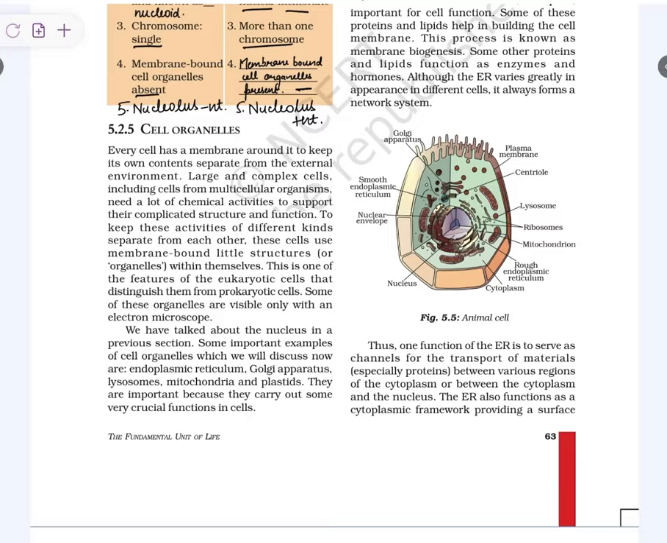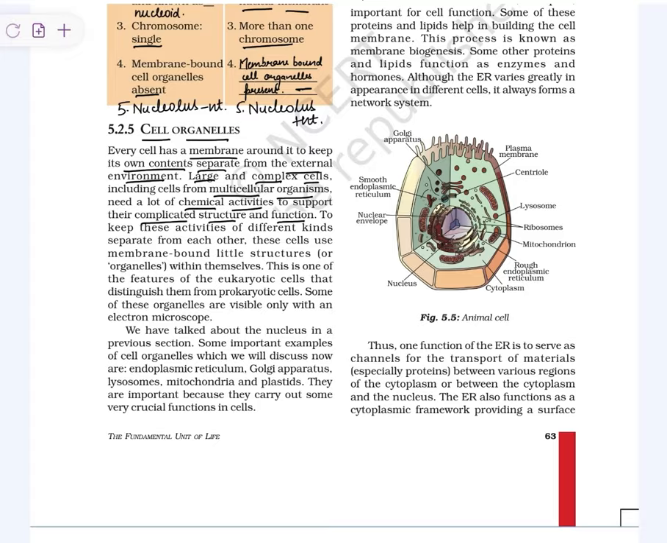Now the next topic is cell organelles. Every cell has a membrane around it to keep its own content separate from the external environment. Large and complex cells, including cells from multicellular organisms, need a lot of chemical activities to support their complicated structure and function. These multicellular organisms have very complex, intricate structures, and to make an organism function properly, various metabolic activities take place inside the cell.